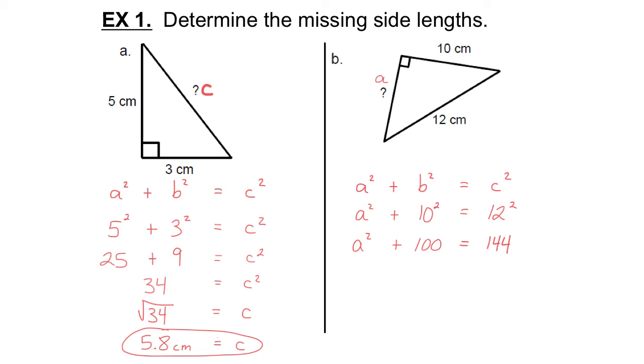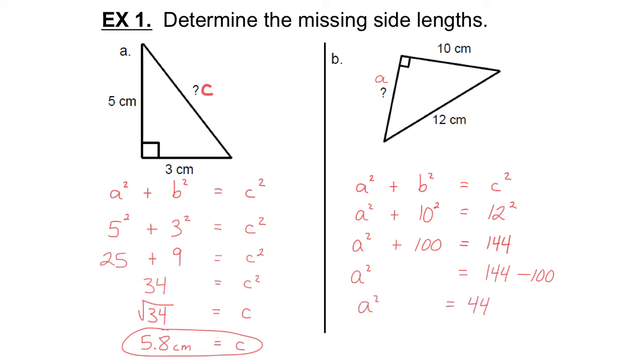Well, how do we isolate for a squared? We have to move the 100 to the other side of the equal sign, and as we learned from our algebra unit, we have to change the sign to be the opposite operation when we cross the equal sign. So we end up with a squared equals 144 minus 100, which means a squared equals 44.